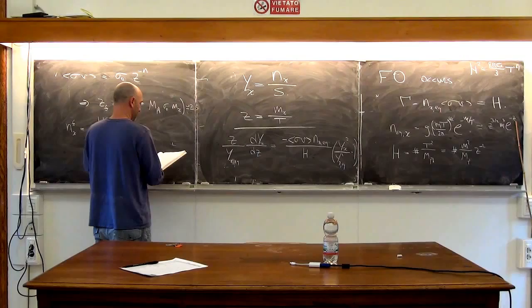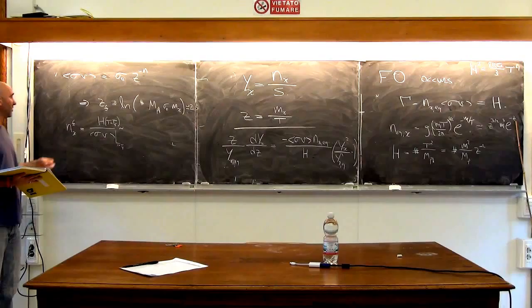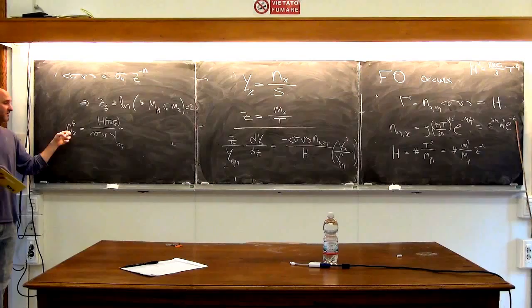I don't need to say more than that. Just these values when we take Z equals Z freeze out. But now we want to know not what the number density was at freeze out, we want to know the number density today of dark matter. So we do need one more step.